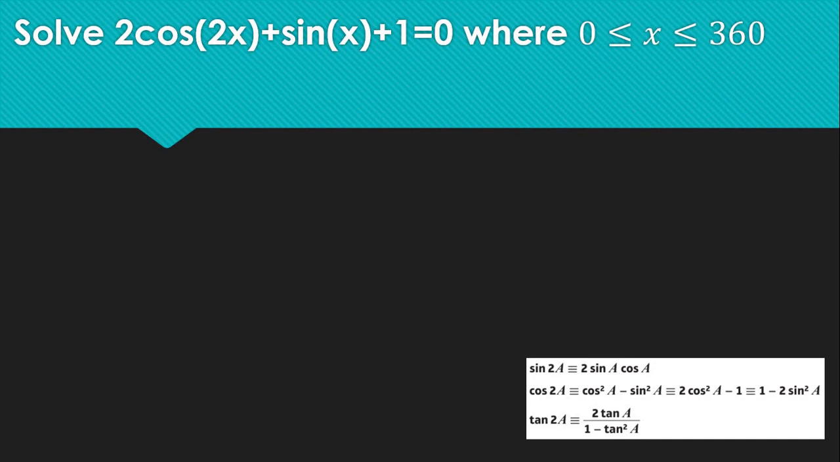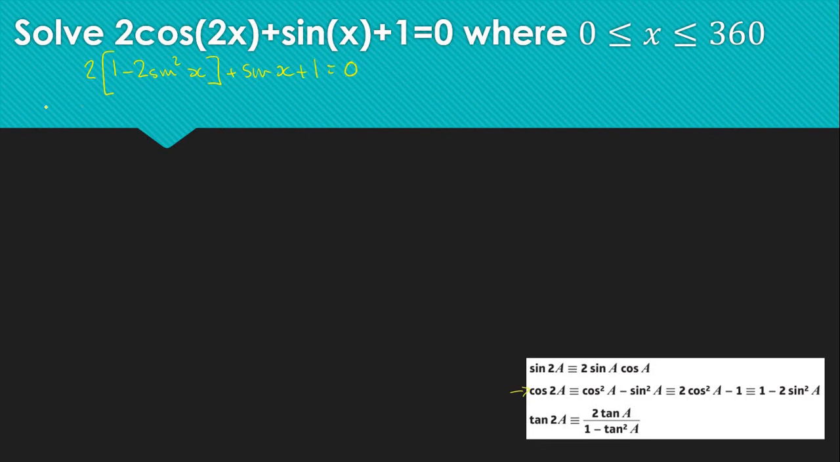So what I'm going to do is take a look at cos of 2x and change that cos of 2x into whichever one of these suits me most. Now look here, I've got sine of x. I want everything to be as much sine of x as I can possibly get, because that way I'm not going to have mixtures of different trigonometric ratios. So I'll have 2 lots of 1 subtract 2 sine squared x plus sine of x plus 1 equals 0.